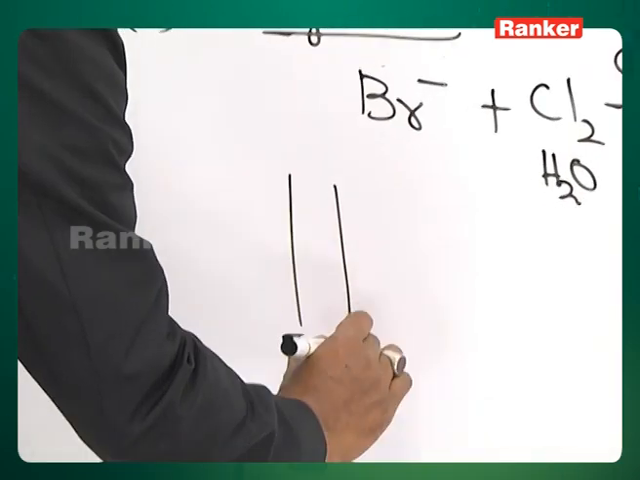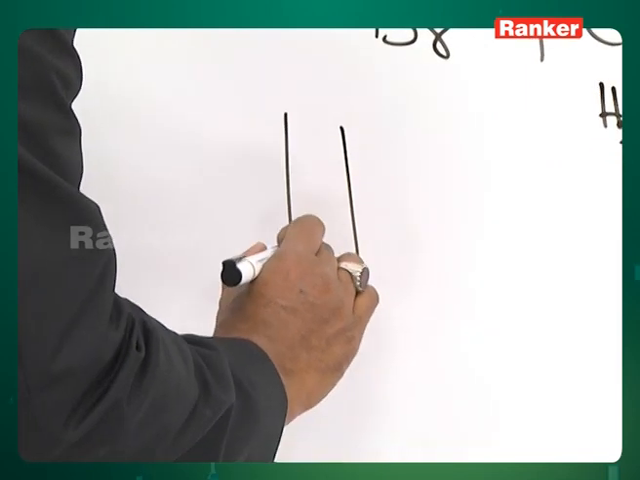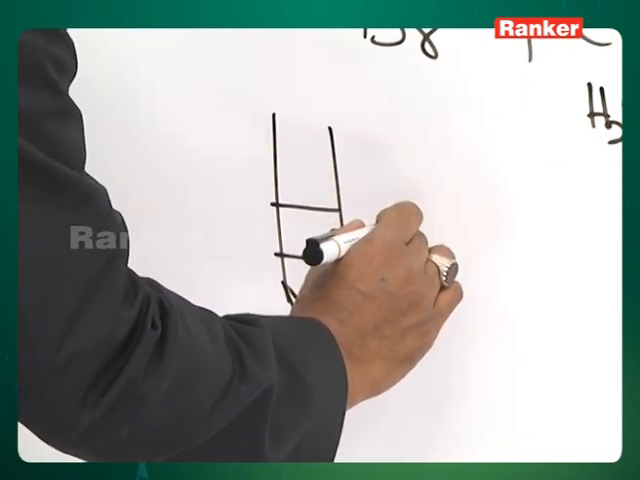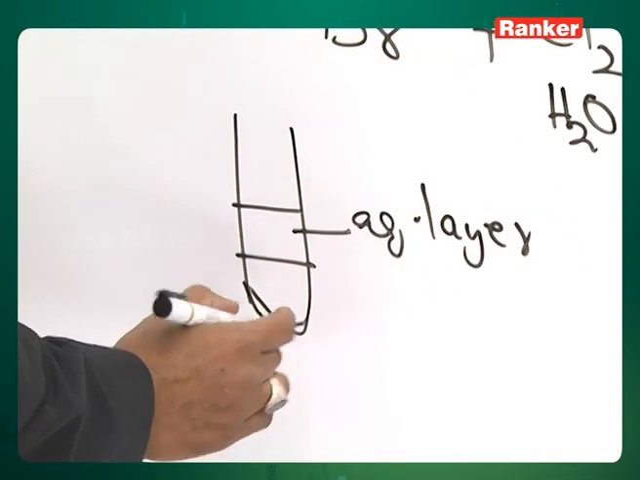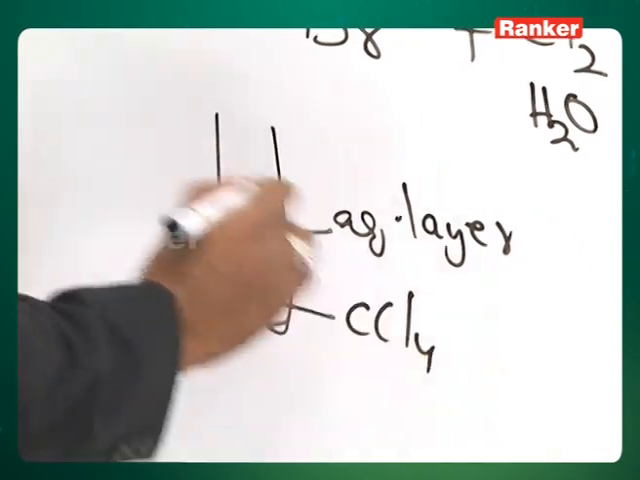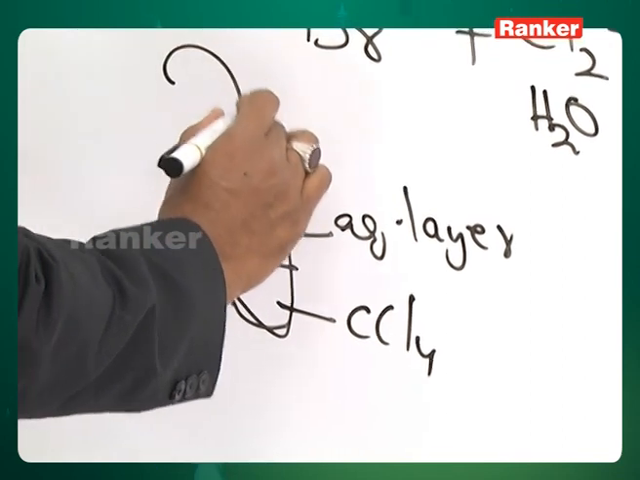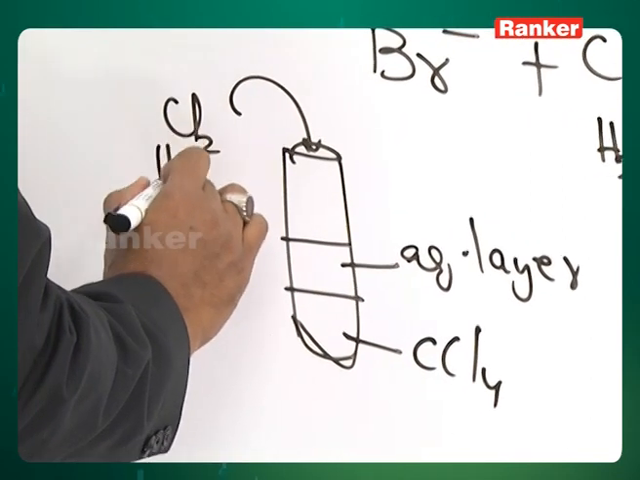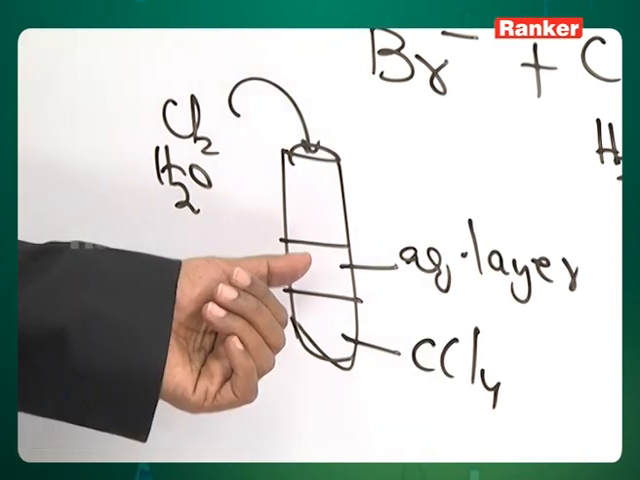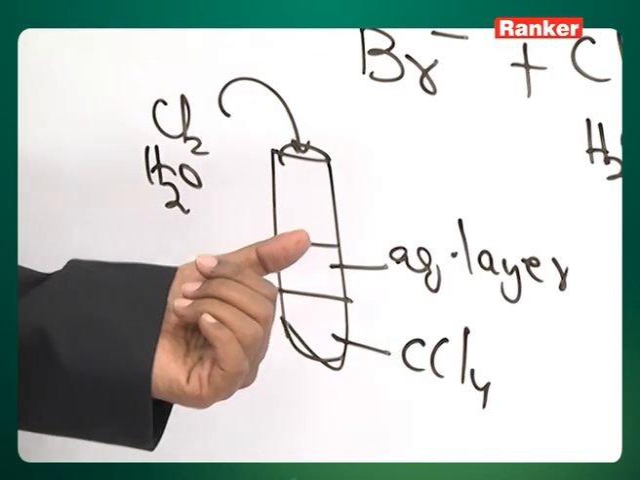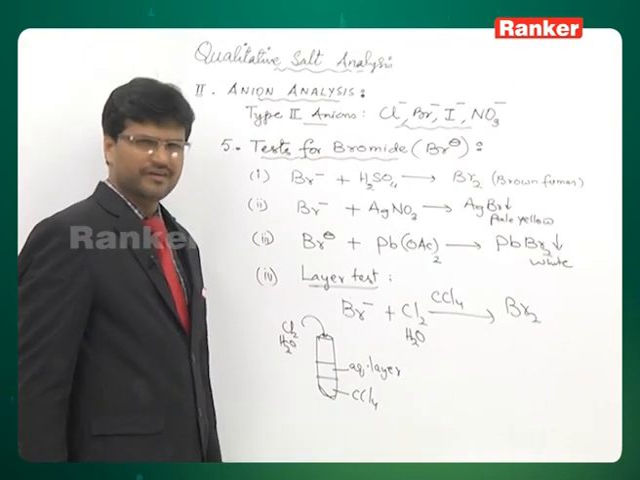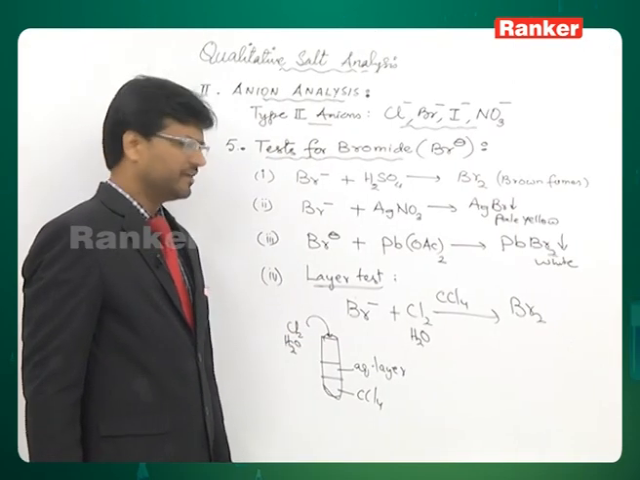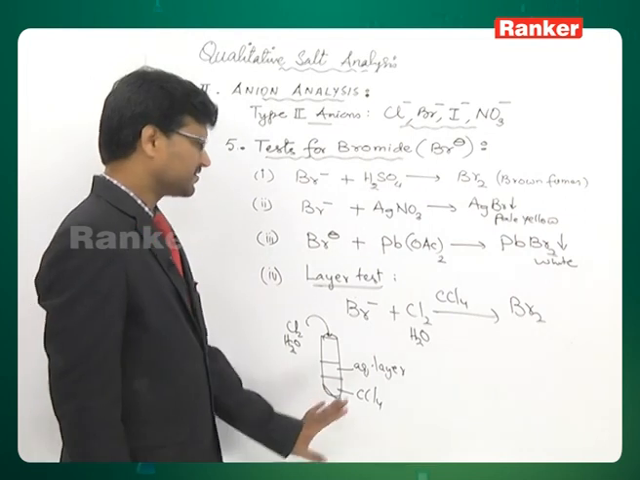We have a test tube. Here you have aqueous layer consisting of bromide salt. This is CCl4 layer. If you add chlorine water, whatever bromide is present here will be oxidized to bromine and it will dissolve in CCl4 and the CCl4 layer develops the color of bromine, reddish brown color. So this is called as layer's test.